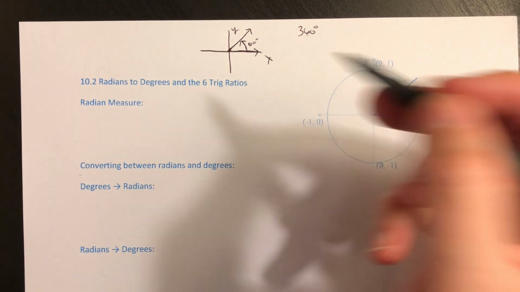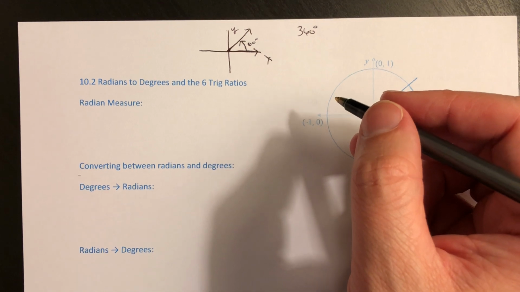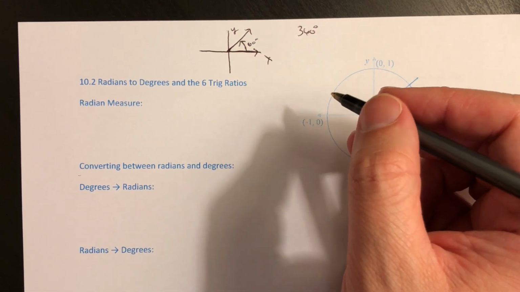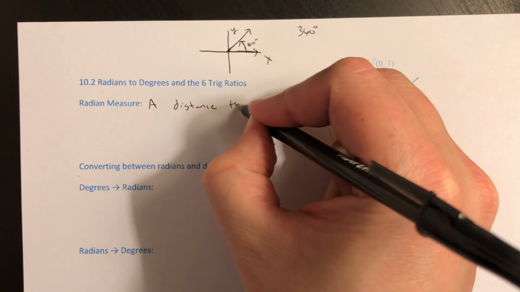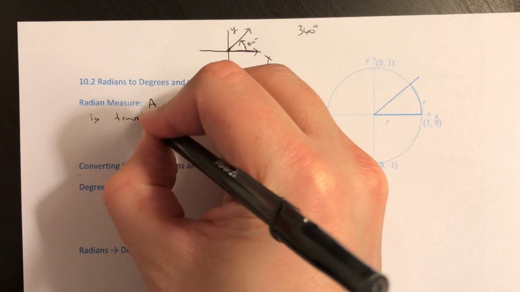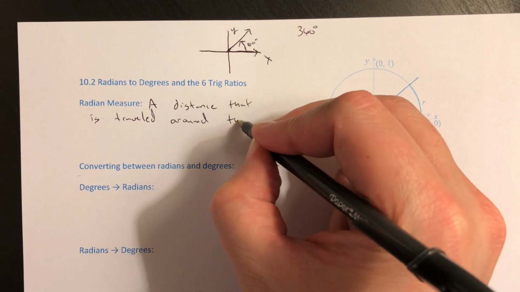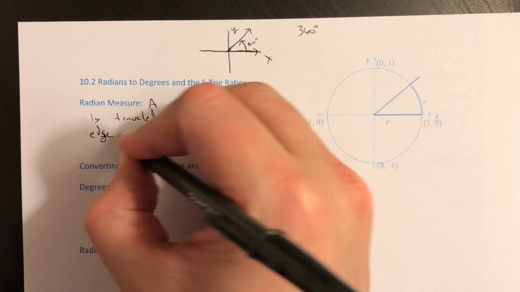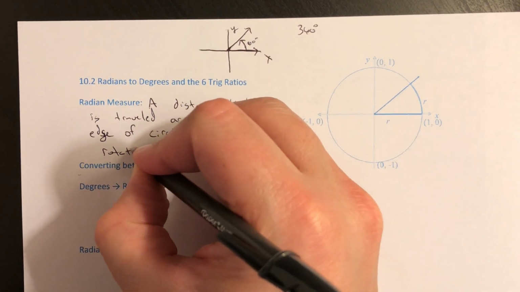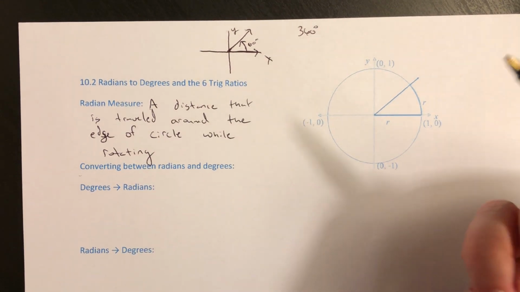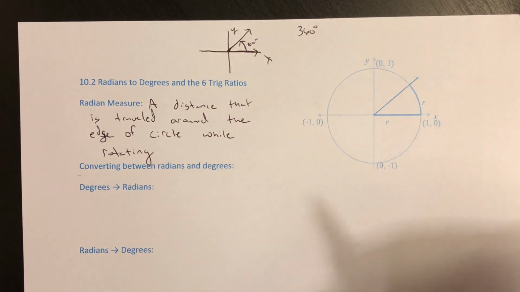But anyways, we're going to talk about something that's different called a radian measurement. Okay, and what a radian measurement is, it's a distance that is traveled around the edge of a circle while rotating. So the reason that I like radians much better is because it's a distance, it's measurable. Okay, so we rotate a certain degree and we measure the distance that we've traveled.